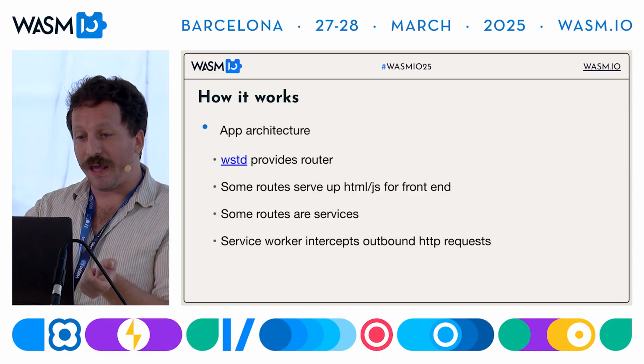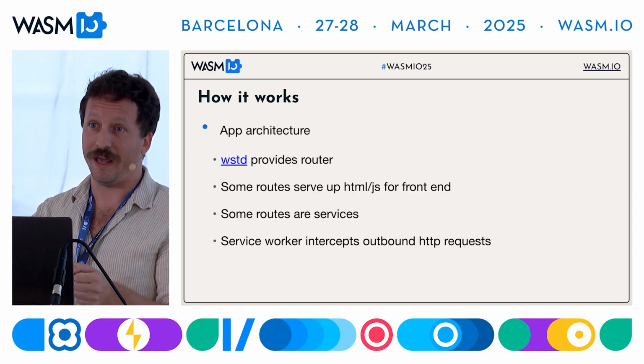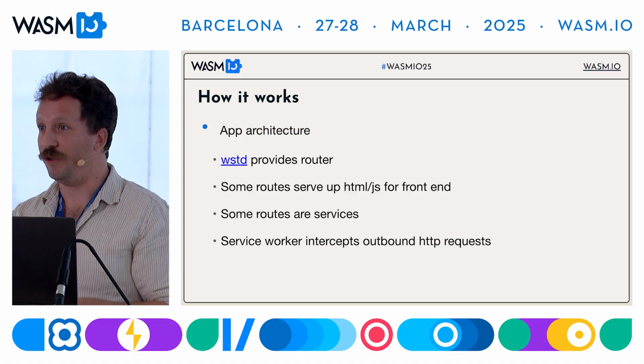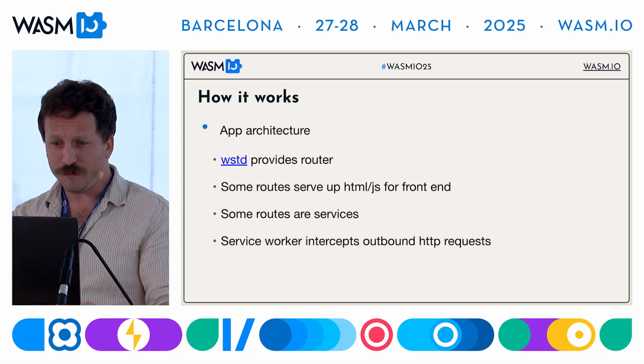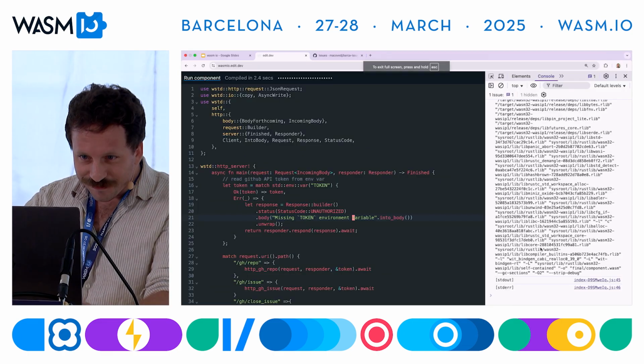And so some of the routes that we have are serving up the front-end code, the HTML and the JavaScript, and then some of the routes that we have are actually your services that are sending back JSON that you would use to render information. So with that, I can actually show you guys how it works.